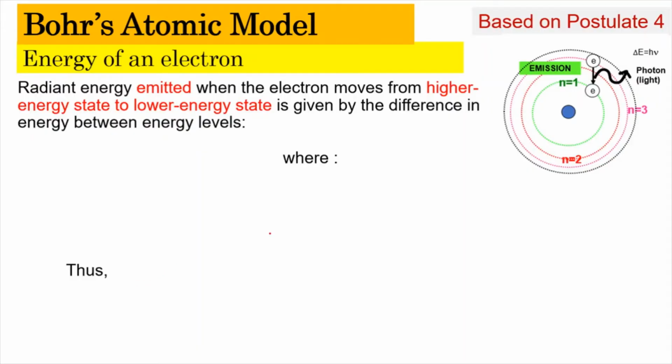Next, what we are interested in is our postulate number 4, which is the emission. As mentioned, radiant energy or a photon can be emitted when the electron moves from a higher energy state to a lower energy state, and it is given by the difference in energy between the energy levels. So there's going to be a change in energy from the final state minus the initial state. This is our initial state, at the beginning, and this is our final. The change is denoted by final energy minus initial energy.